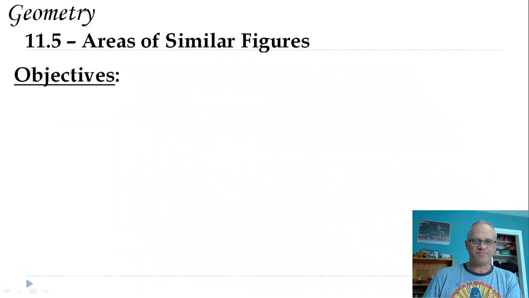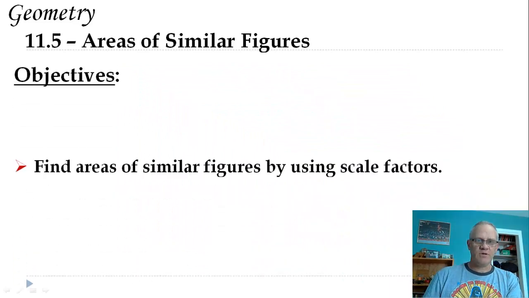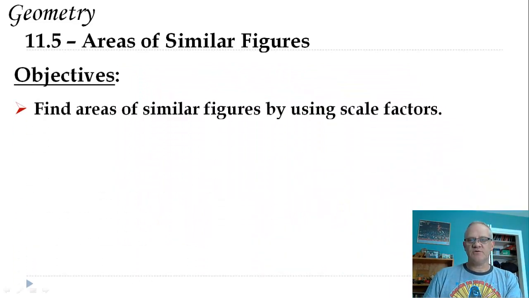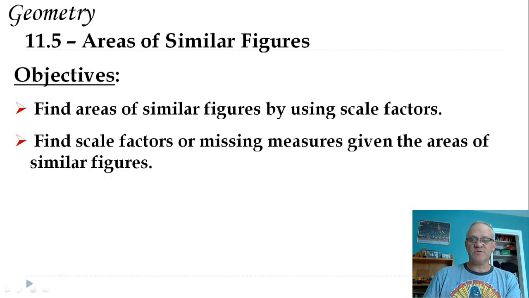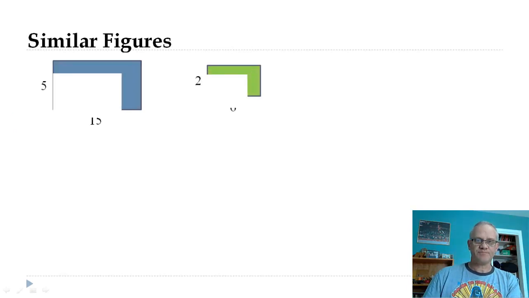In chapter 11, today we're going to be talking about section 5, which is areas of similar figures. Shouldn't be too long today, so here we go. Our objectives: number 1, we're going to find areas of similar figures by using scale factors, and then find scale factors or missing measures given the areas of those figures.